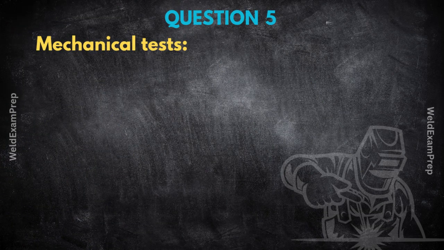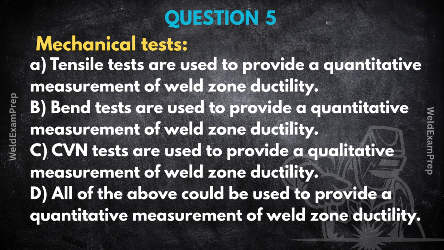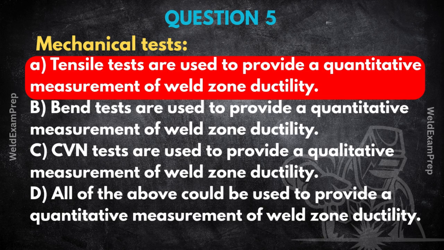A, tensile tests give a quantitative measurement of weld zone ductility. B, bend tests give a quantitative measurement of weld zone ductility. C, CVN tests give a qualitative measurement of weld zone ductility. Or D, all of the above could give a quantitative measurement of ductility. Quantitative versus qualitative, an important distinction. It is. And the correct answer here is A. Tensile tests are used to provide a quantitative measurement of weld zone ductility.